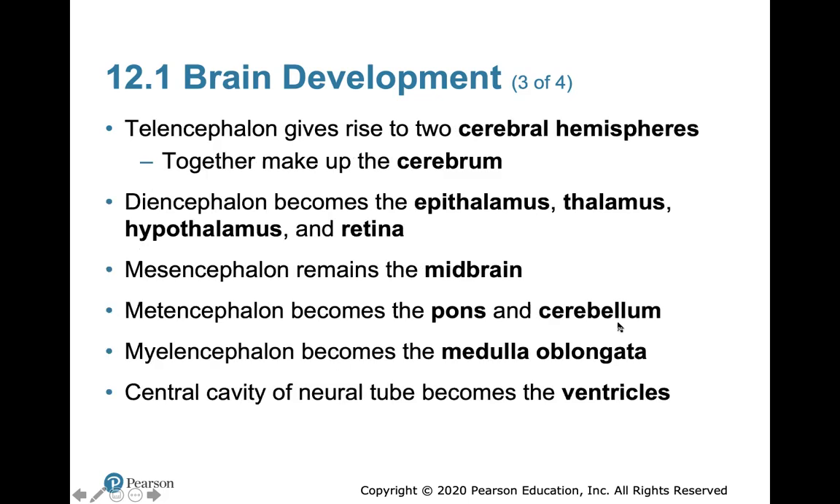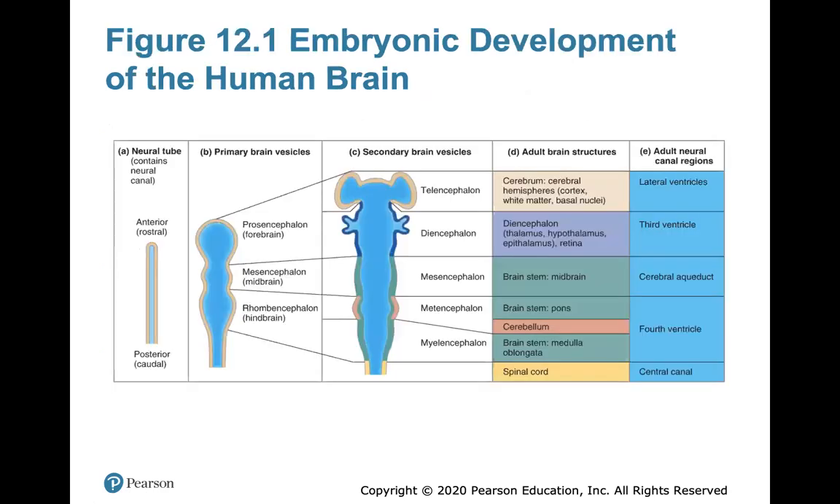The telencephalon gives rise to two cerebral hemispheres, which will make up the cerebrum. The diencephalon gives rise to the epithalamus, the thalamus, hypothalamus, and retina. The mesencephalon remains the midbrain. The metencephalon becomes the pons and the cerebellum. And eventually the myelencephalon becomes the medulla oblongata. The central cavity of the neural tube becomes the ventricles, which are the spaces within the brain.